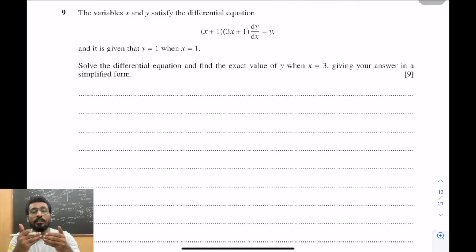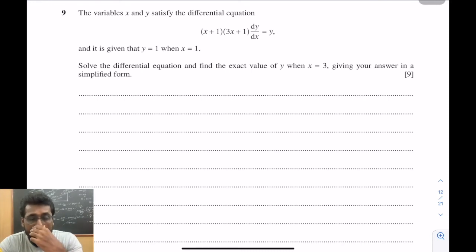Now students, a differential equation is given and you want to find the solution. Solutions are of two different types. One is called a particular solution, one is called the general solution. Whenever you are solving a question and no initial conditions are given... in this question the initial conditions are given to us as x equal to 1, y equal to 1.